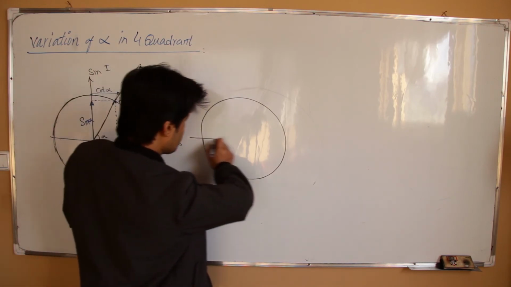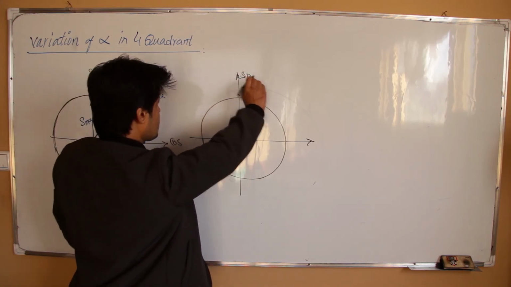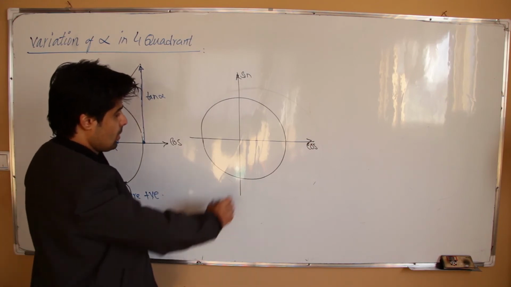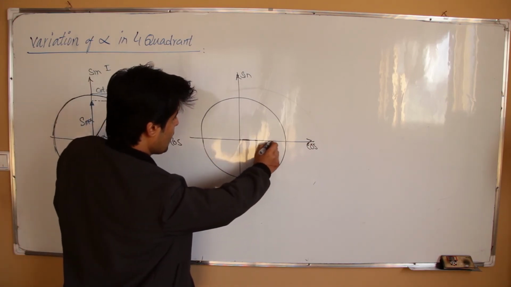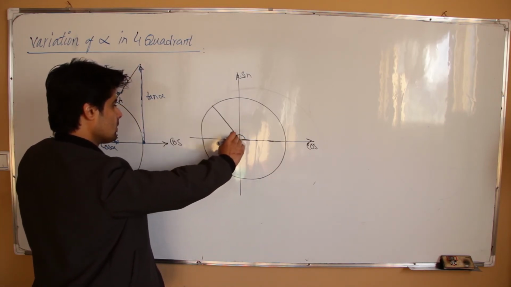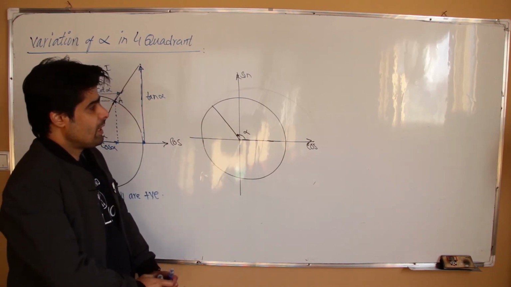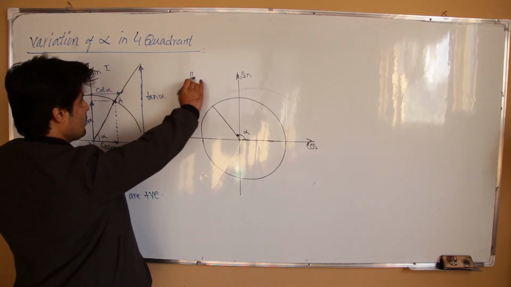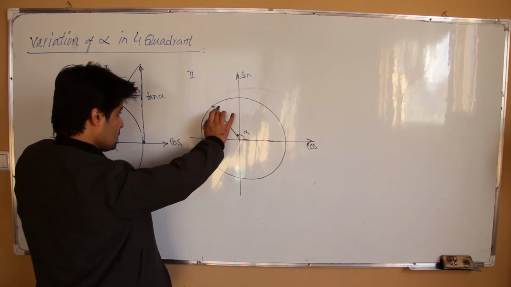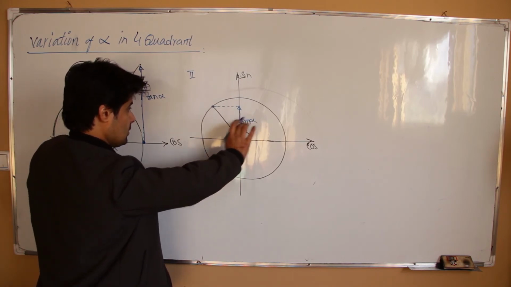Suppose this is our circle, x-axis and y-axis, or we can say sine axis, cosine axis. Now I will draw my alpha in the second quadrant. This is alpha. Now what is the value of sine? Just make a perpendicular on the sine axis. This is called the value of sine.